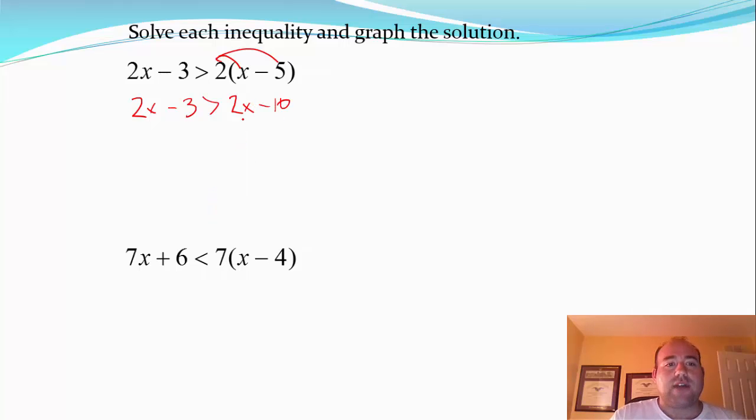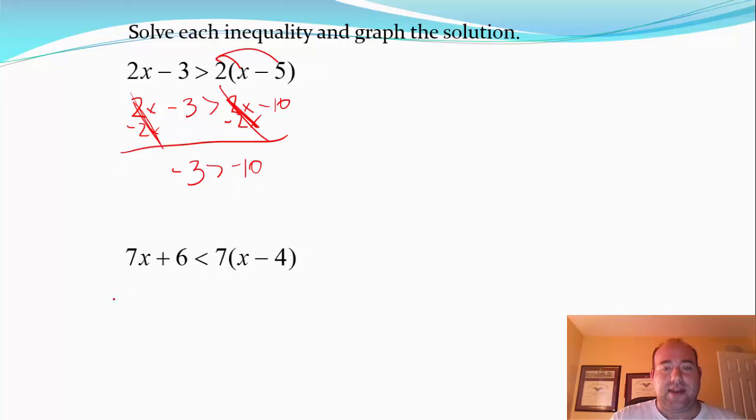Okay, so I've got variables on both sides. I need to get them all to one side, so why don't I bring them over to the left? So I'll subtract the 2x from the right and from the left. But look what happened here. We got the 2x's to cancel out on the right, which is what I wanted, but since they both had 2's, they actually cancel out everywhere. So I get negative 3 is greater than negative 10.